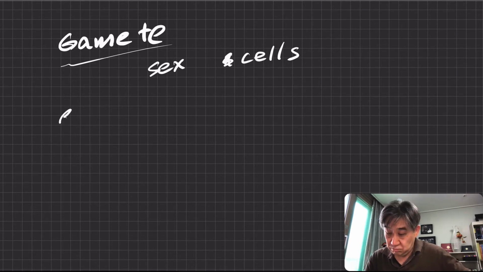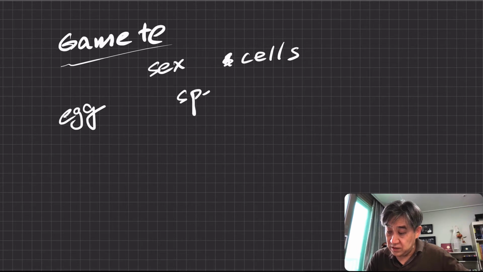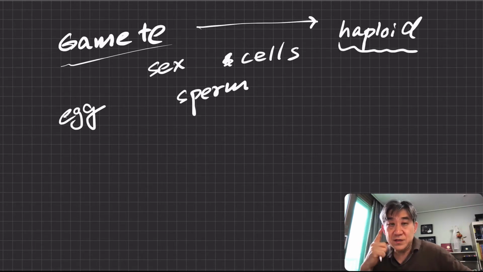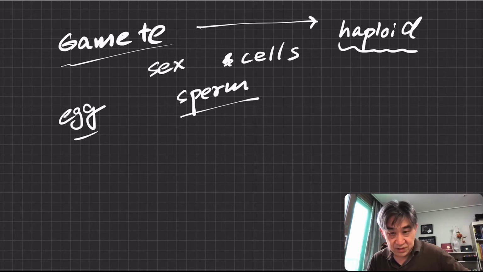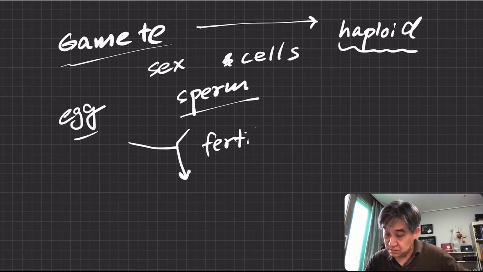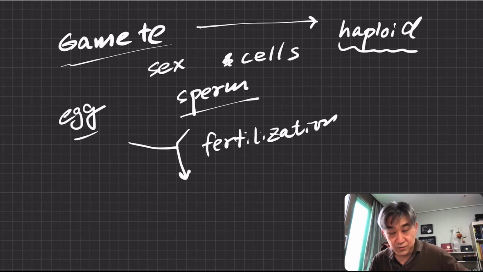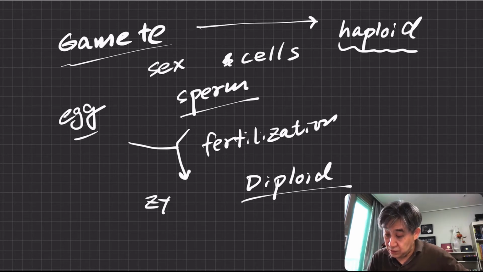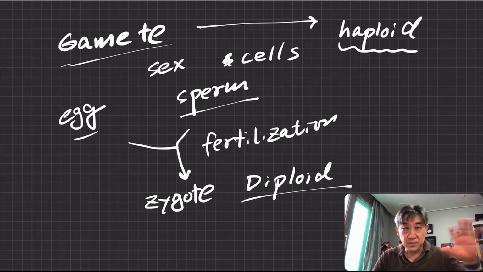So examples of gametes are egg cells and sperm. Unlike the somatic cell, these gametes are haploid, which means having only one set of chromosomes. So because of this one set contained in an egg and another set contained in a sperm, combined together during fertilization, you restore the diploid status in the zygote. So that's the relationship between haploidy and diploidy.